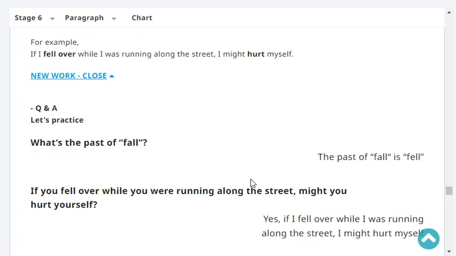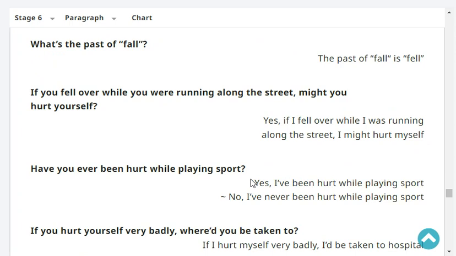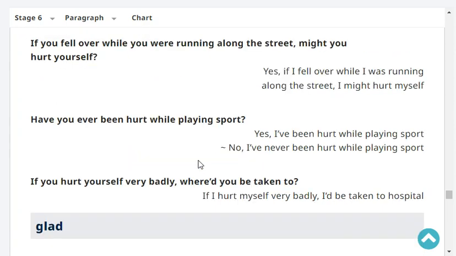Let's practice. What's the past of fall? The past of fall is fell. If you fell over while you were running along the street, might you hurt yourself? Yes, if I fell over while I was running along the street, I might hurt myself.